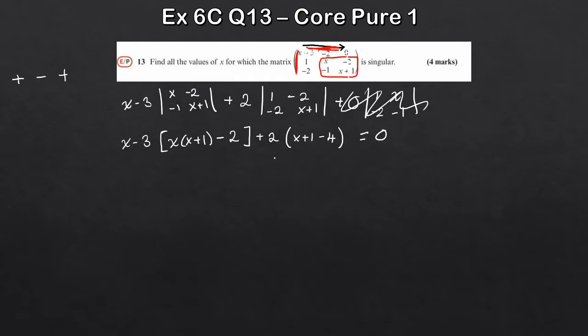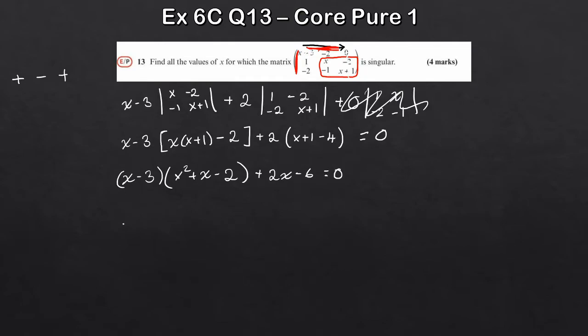Now in this case, what you might notice is that this time it won't be a quadratic, but within a 3 by 3 matrix, it will be a cubic polynomial. So let's just keep expanding here. So this is going to be x minus 3. So let's put this in brackets now. This is x times x, so x squared plus x, so x squared plus x minus 2. So we'll have to expand that in a second. And I've got plus 2 lots of x plus 1 minus 4. So 1 minus 4 is minus 3. So I've got plus 2x. So 1 minus 4 is minus 3 times that by 2, minus 6. Okay, this is still equal to 0.